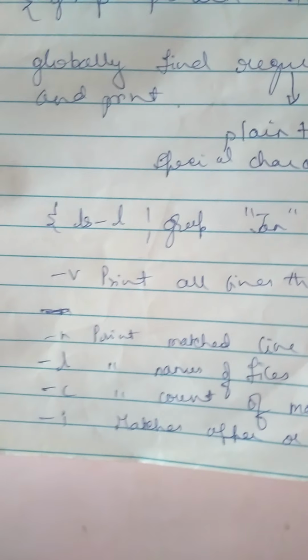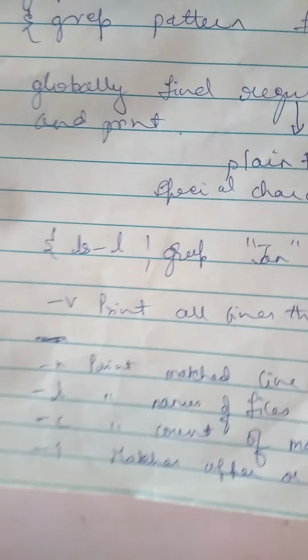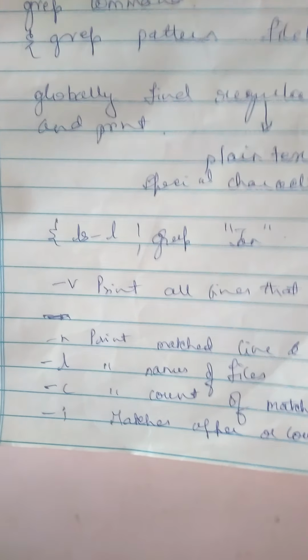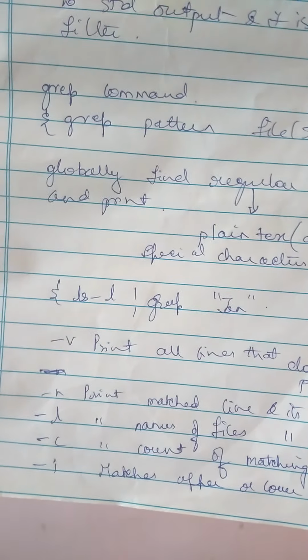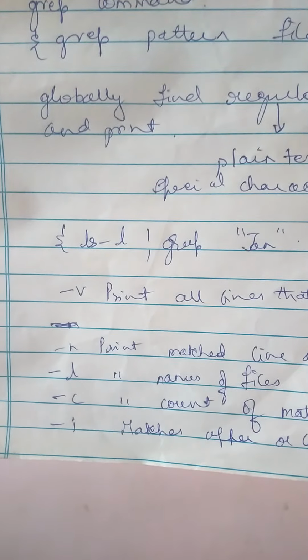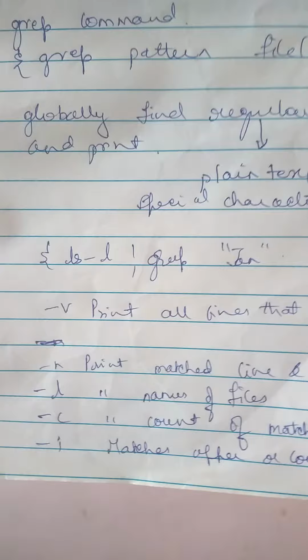In the grep command, we have a lot of options. First, grep can be used with -v, where it will print all the lines that do not match the pattern. Another option is -n. It will print the matching line along with the line numbers. If you are using -l, then it will print the names of the files. If we are using -c, it will print the count of the matching lines. Then if you use -i, because commands are case sensitive in Unix, whether you write it in uppercase or lowercase, it is going to match.